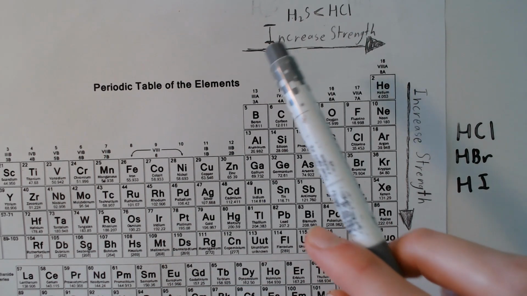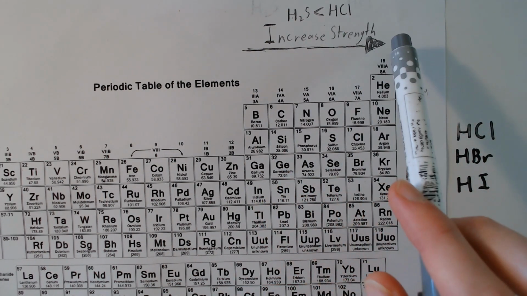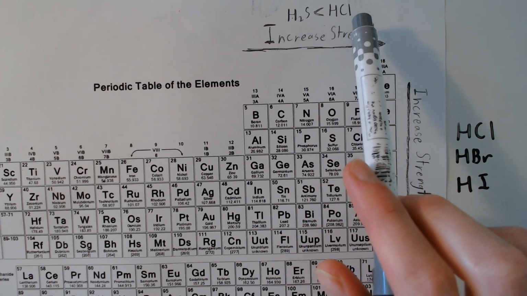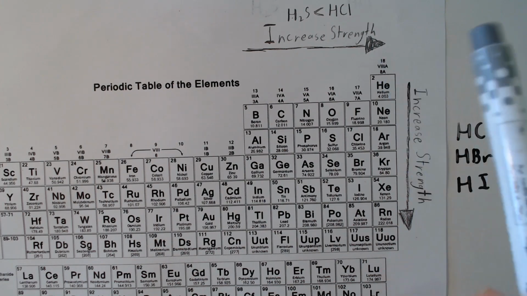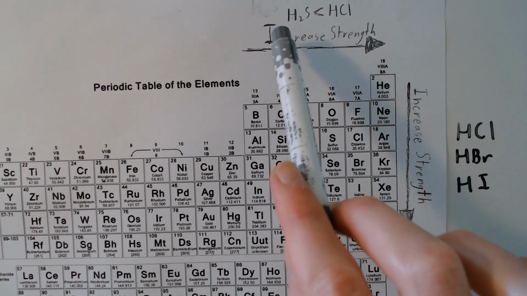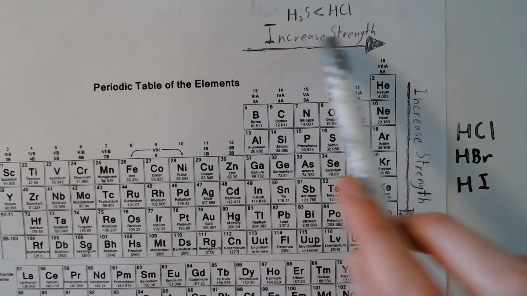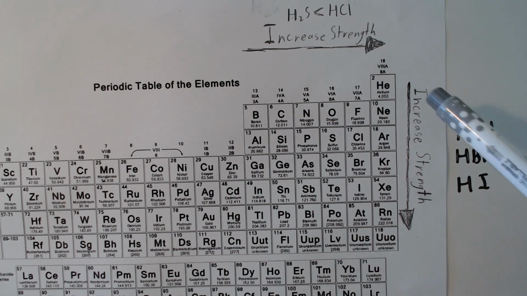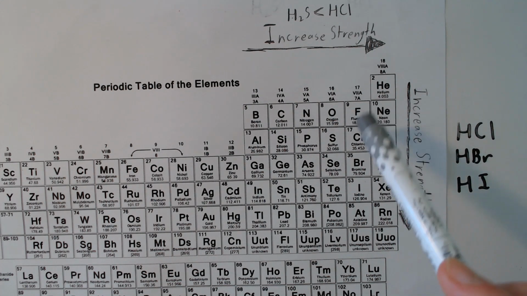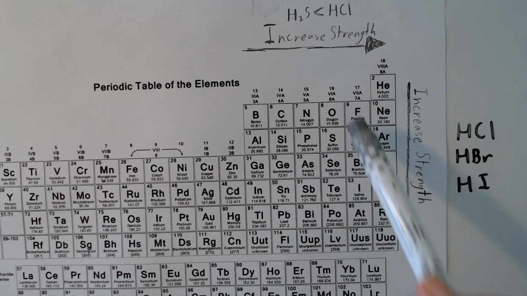So for the binary acids, they increase in strength when the non-hydrogen element is more to the right in the periodic table. So they increase in strength as these elements progress across the period to the right. And they also increase in strength as these elements progress downwards, down the group, down the column.